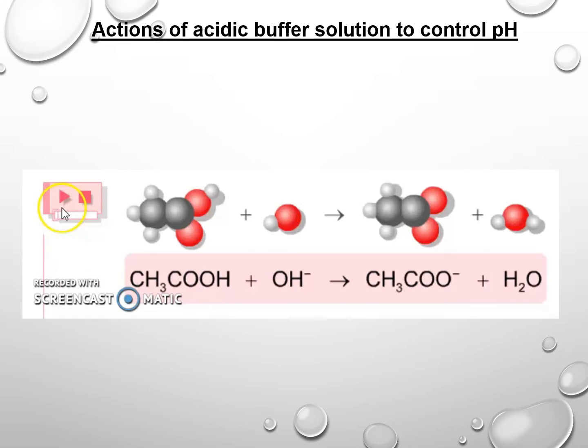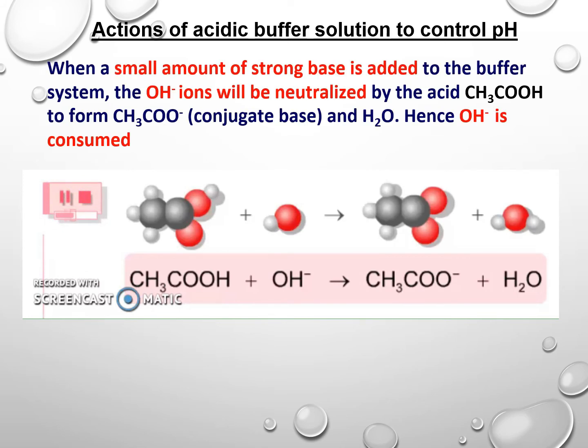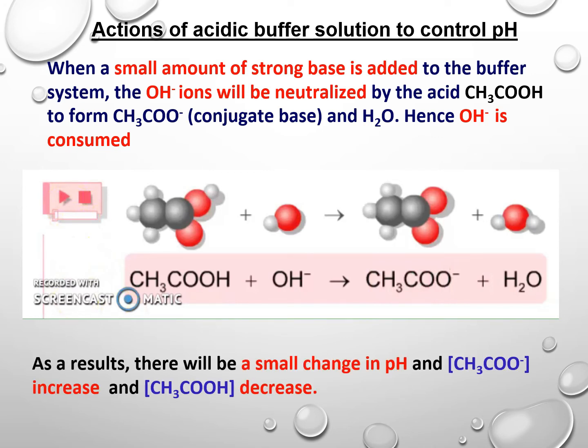A similar reaction takes place when a small amount of strong base is added to the buffer solution. The added hydroxide ion from the strong base will be neutralized by the weak acid, ethanoic acid, to form the conjugate base ethanoate ions and water. It is seen that the hydroxide ions are being consumed. As a result, there will be a small change in pH and the concentration of the ethanoate ions increases while the concentration of the weak acid, ethanoic acid, decreases.